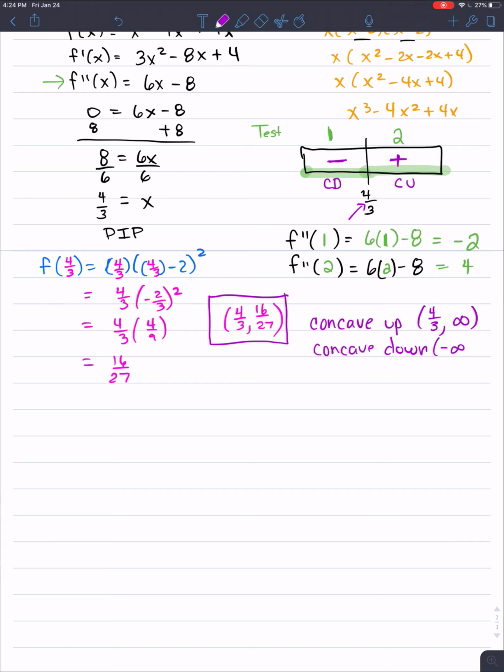So the two parts of this problem is they ask you to determine inflection points. That's that answer. And also determine concavity of the function.